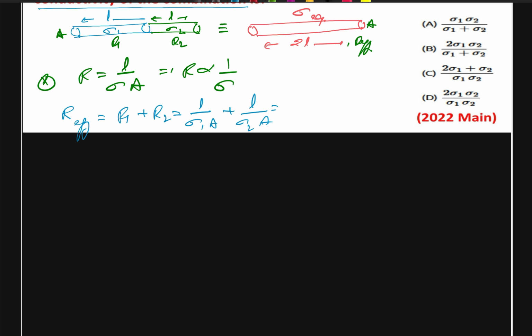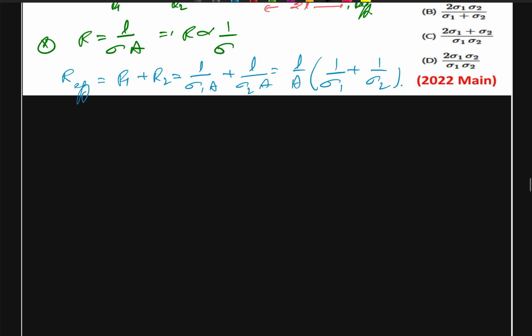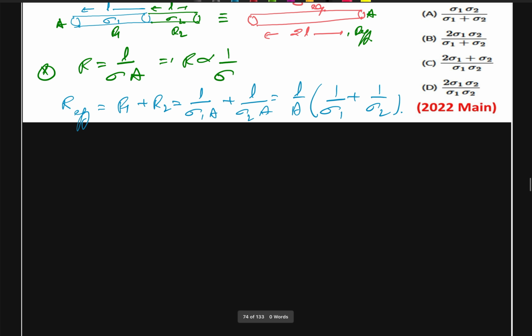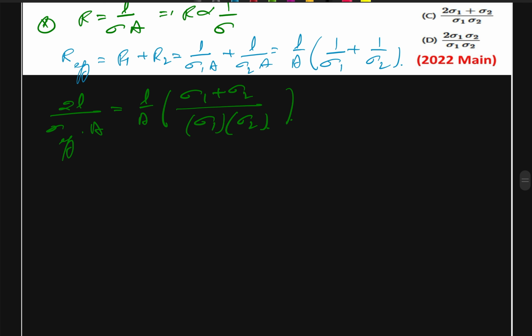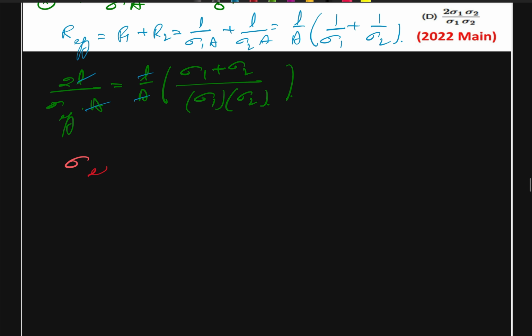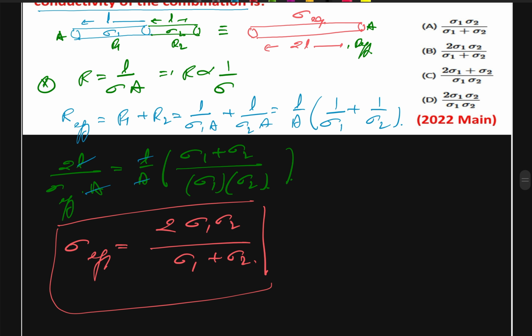and we can take L upon A as common, so this comes as 1 upon sigma 1 plus 1 upon sigma 2, and our R effective will be equal to, length is our 2L and this is sigma effective times A, is equal to L upon A, and this comes as sigma 1 plus sigma 2 upon sigma 1 multiplied by sigma 2, and this length and area cancels out, so we get from here our sigma effective will be equal to twice sigma 1 sigma 2 divided by sigma 1 plus sigma 2. So we have option B is correct.